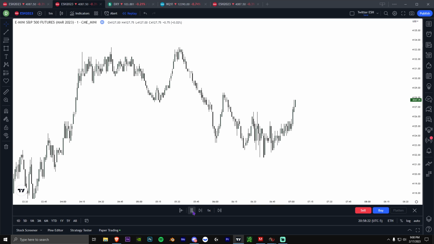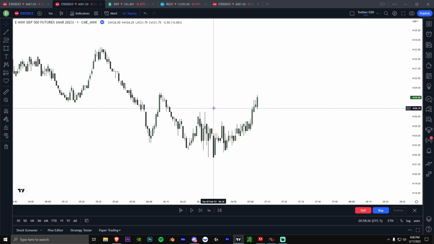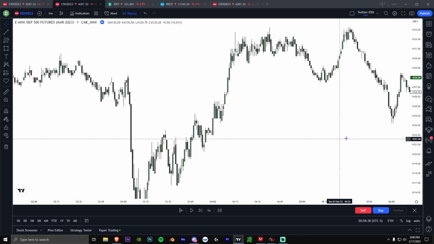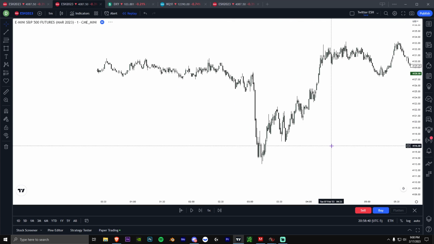I'm just gonna see what I'm seeing right here. The main point of this stream is I'm literally just testing these inversion fair value gaps. I don't really know what they were way back when. This was from the 7th. I don't think I remember this day.